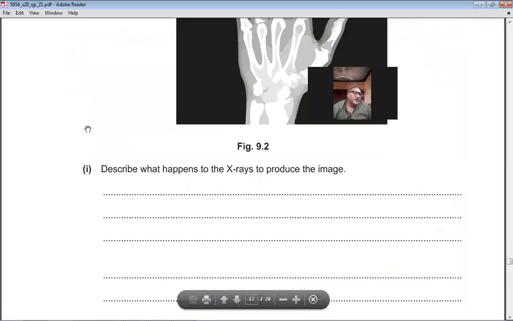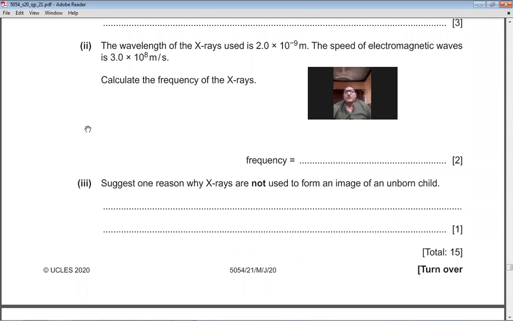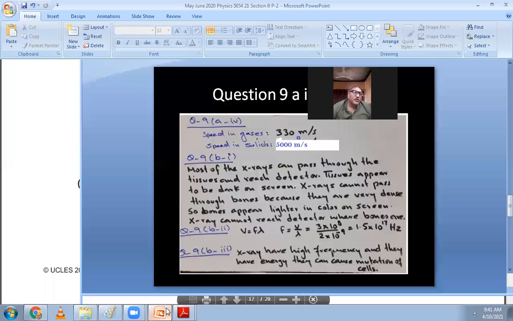So let's move on, that was a 3-mark question. Okay, the next question on your screen is: the wavelength of X-rays used is 2 × 10^-9 meter. The speed of the electromagnetic wave is 3 × 10^8 meter per second. Calculate the frequency of the X-rays. You know the famous formula, v equals f lambda. If you want to find the value of f, it will be v divided by lambda. f equals v divided by lambda. Just put these values and do the calculation, and it will be very easy. I've done this for you.